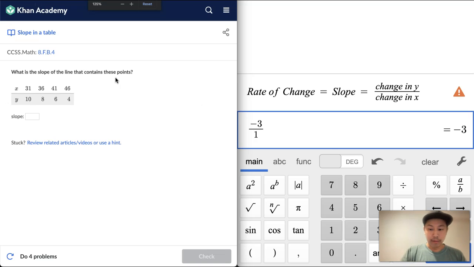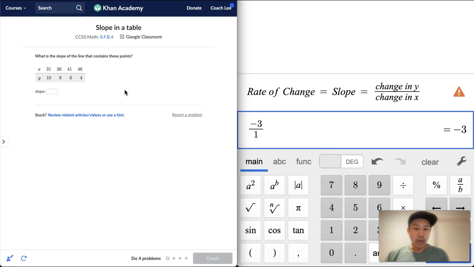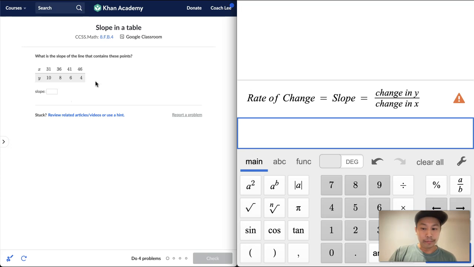This one's slope in a table. Sorry, let me change that view here. So we're still calculating the rate of change. We're still calculating the slope. It's the same definition. What's the change in y compared to the change in x? The only difference is we have a different representation. So we have just a list of points on a table, but really what we can do is pick 2 points and then calculate the changes in each the y and the x, and then put it into our fraction.